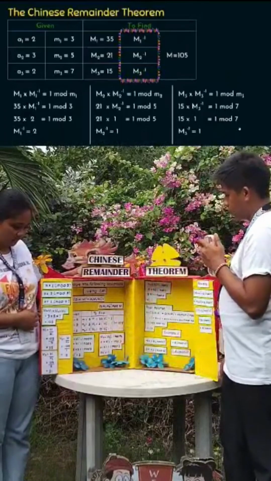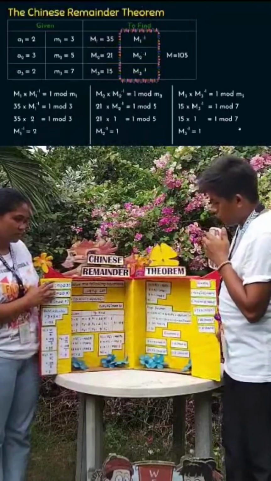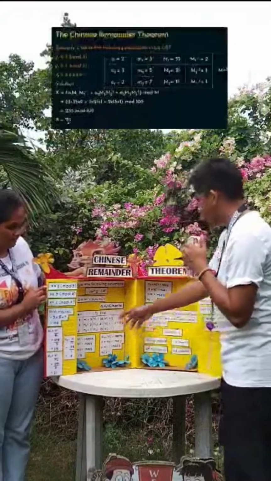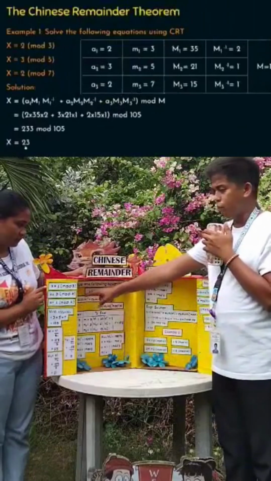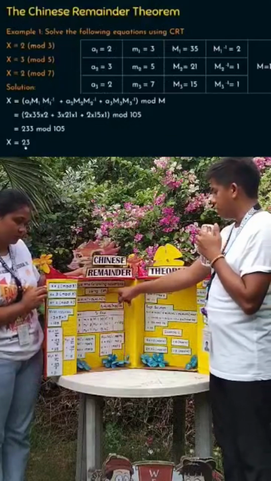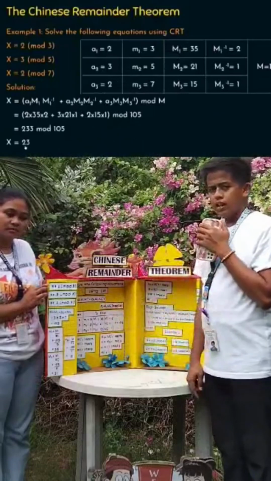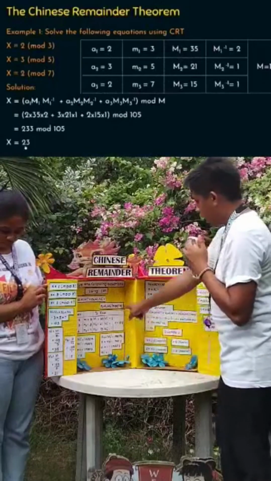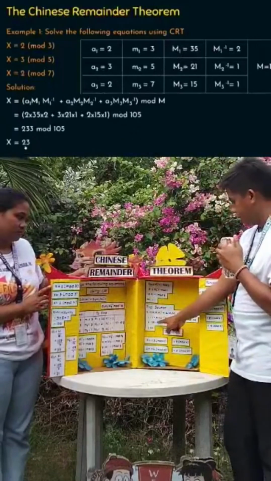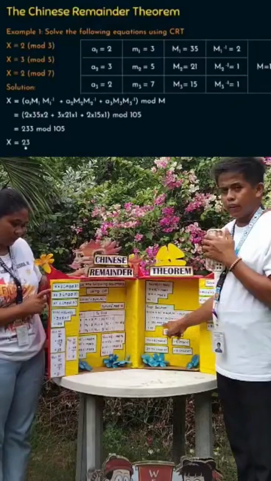Then the last step is to substitute everything. The formula is x = a1 M1 M1 inverse + a2 M2 M2 inverse + a3 M3 M3 inverse, mod M. So the total is 233. This 233 mod 105 gives us 23. So that's all.